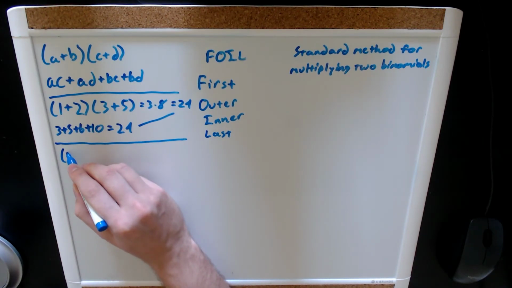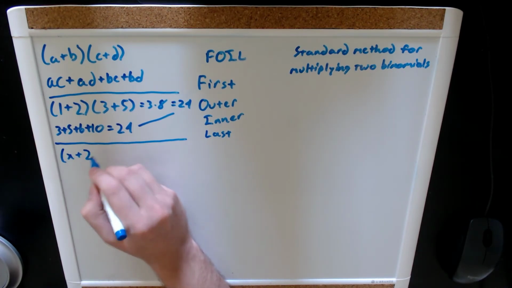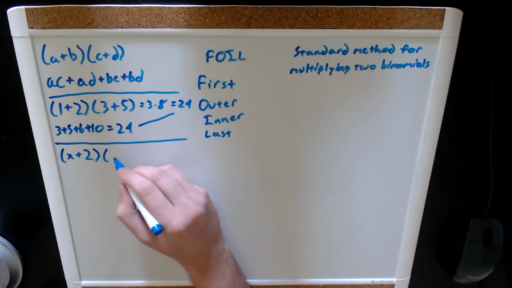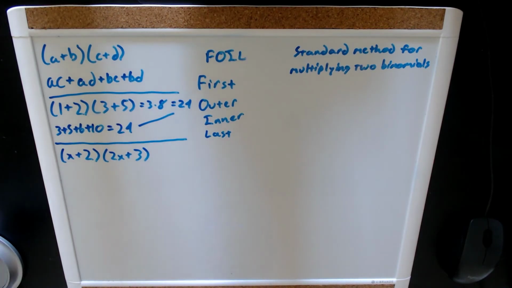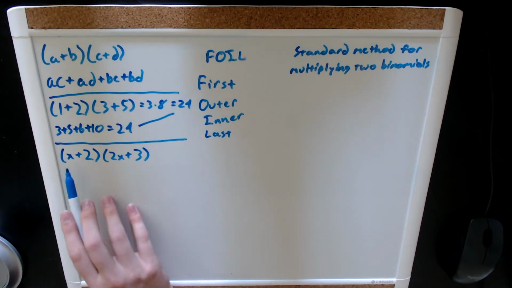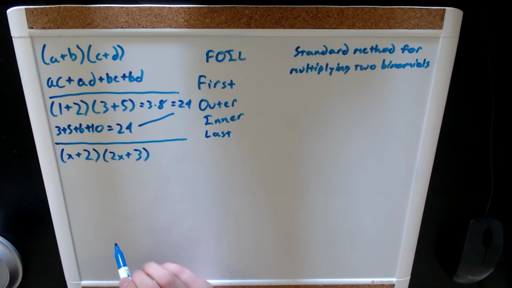If we have x's in here for our a and c terms, so let's put x plus 2 times 2x plus 3. Obviously we're not going to just add these two terms independently and multiply them out because they're not like terms. So that's the practicality in using the FOIL method here.